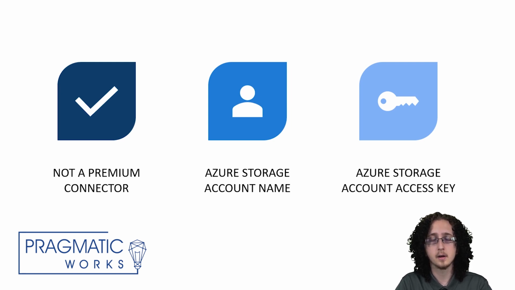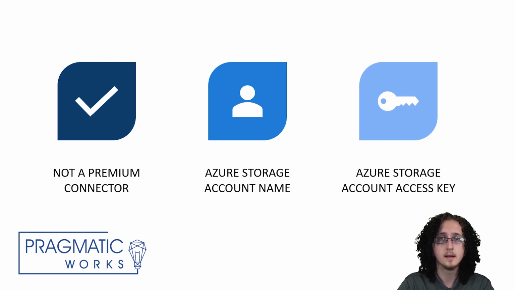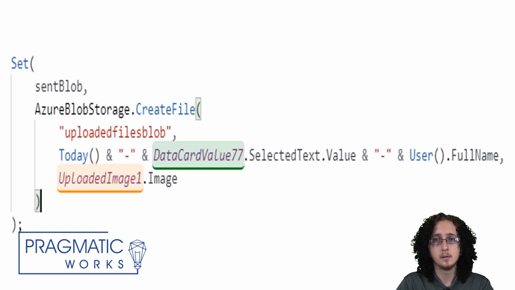So there's a couple things you need to know before we jump into this. This is not a premium connector, so you're not going to need any of that special licensing. You're going to need to know your Azure storage account name and the key for that storage account. So you're going to go ahead and make that a data source in PowerApps and use that data source in your app.